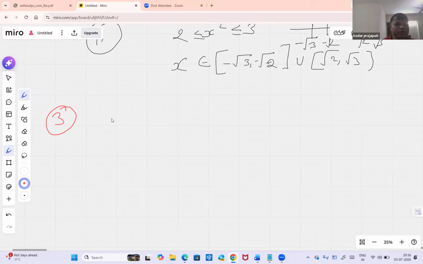Find the domain of f(x). These are CBSE previous year 24-25 questions. If you're not feeling well, just let me know, I'll reduce the class.